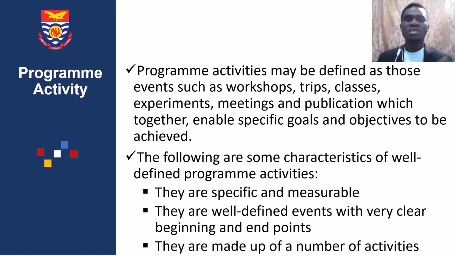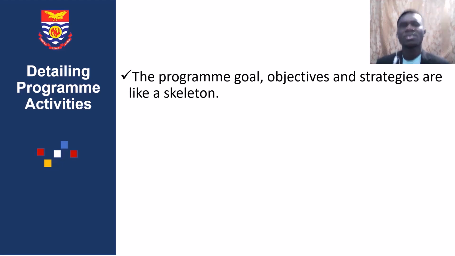And also, the program activity must be made up of a number of activities. It shouldn't be just a single activity to help achieve the objectives. Now, detailing program activities. We are saying that the program goal, the objectives, and the strategies are like a skeleton. So when we take the human skeleton, let's go back to biology, you realize that the skeletal system is only made up of bones. And so we must have flesh attached to this skeleton to make it a complete whole.